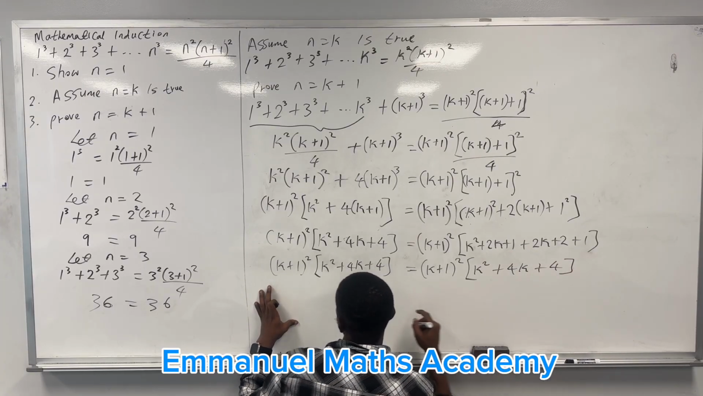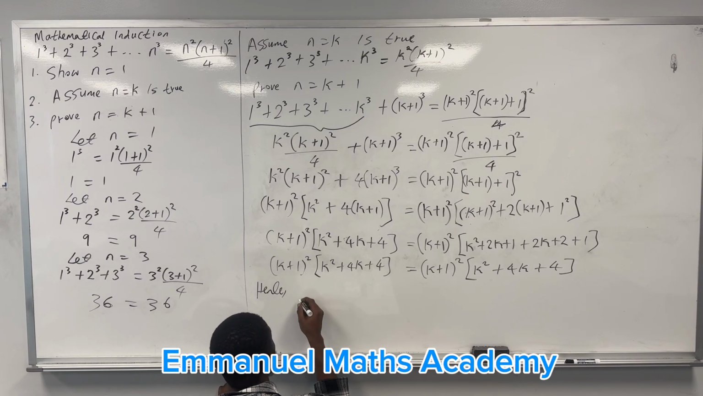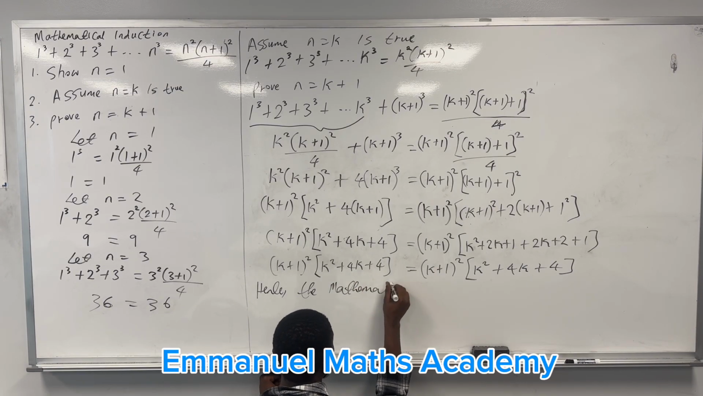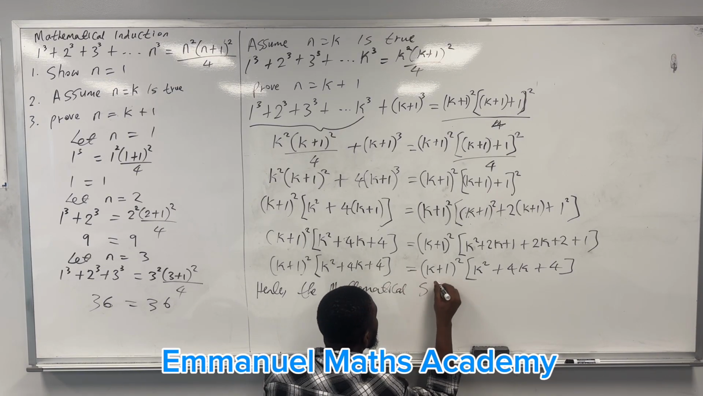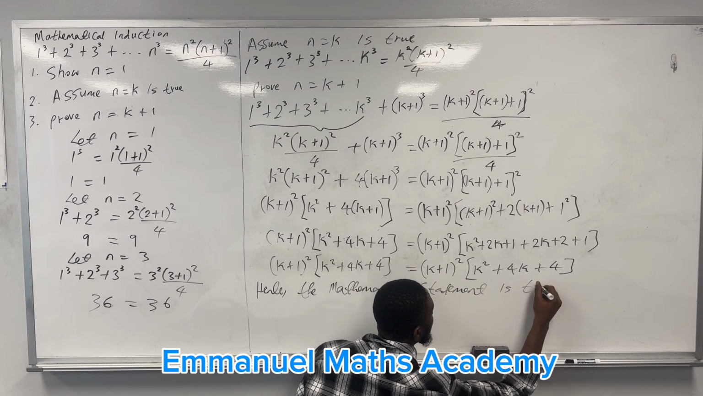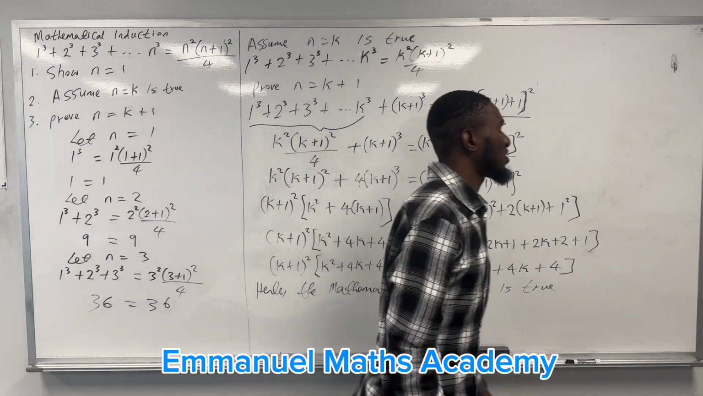You can see that what we have here is the same thing as what we have here. The left hand side and our right hand side is true. So it is true for all n. Hence, the mathematical statement is true. So this is how you prove by mathematical induction.